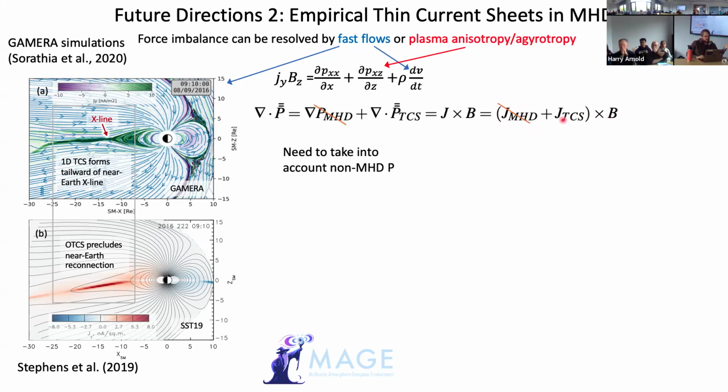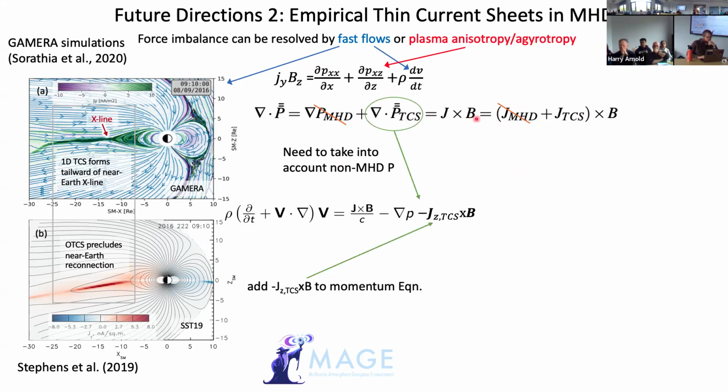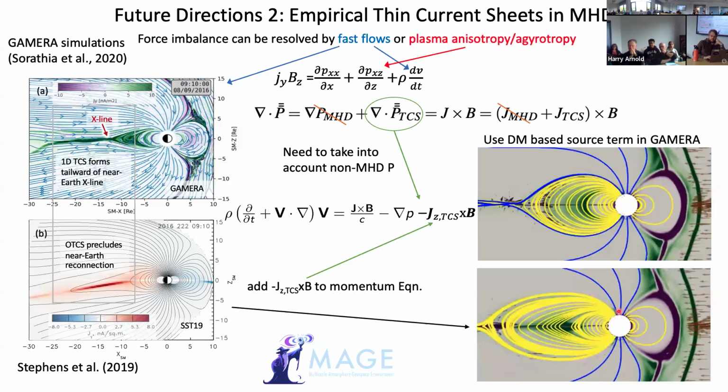The MHD is obviously going to balance, and to get this, if we know what J_TCS, J thin current sheet, is, which we do from our empirical models, then we can solve for our off-diagonal pressure component, which is basically what I'm trying to do here. So we just plug in this empirical J cross B into our momentum equation, and we can put that into our global models. So this top cut here, this is just MHD, no thin current sheet.